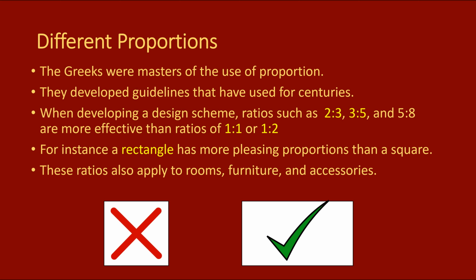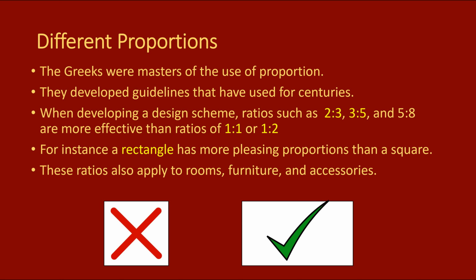Basically, what it's telling you is that uneven numbers or unequal looks a lot better than equal division of things or even lines. Okay, so always remember that unevenness and unequal parts are much more pleasing to the eye than equal parts. For instance, a rectangle has more pleasing proportions than a square.